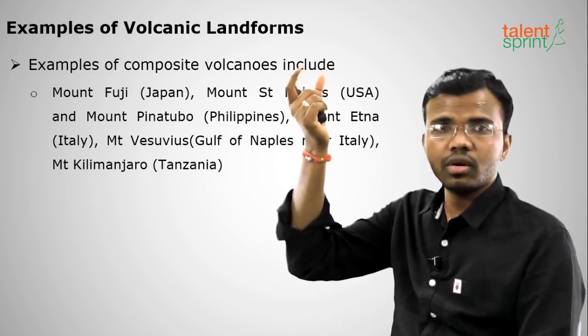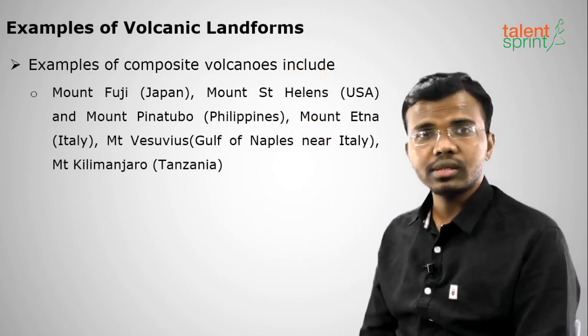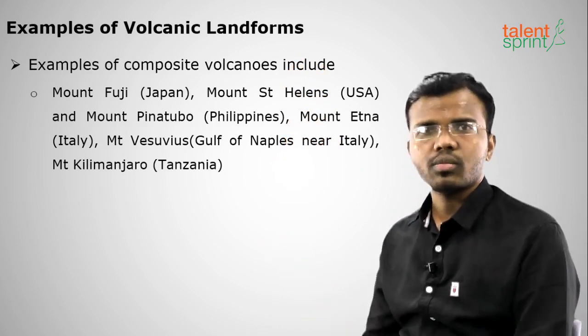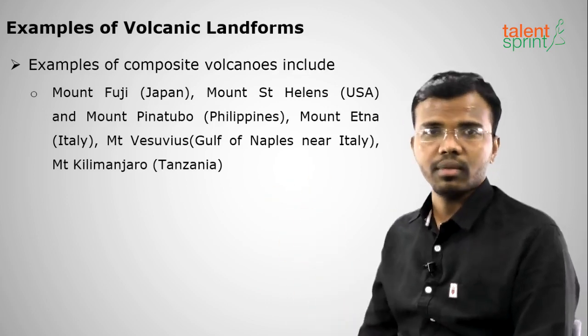They generally come out through a vent and small branches of ash and cinder will flow through the side branches. That is a composite volcano. Okay, because of smaller vents on the other side of the main branch of the magma.